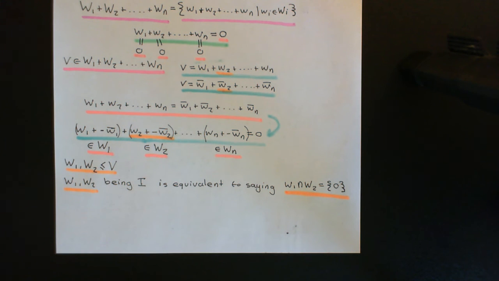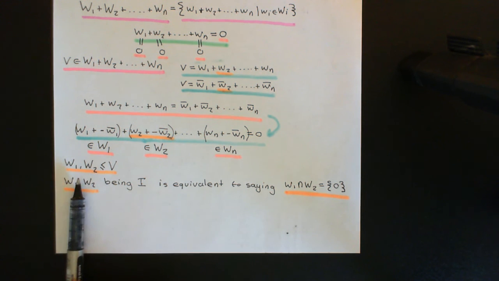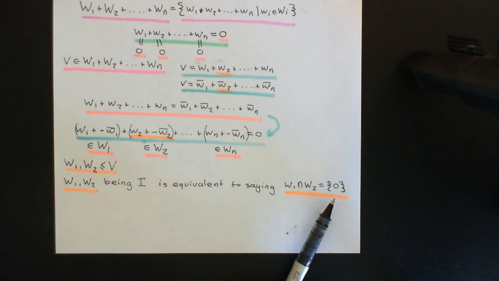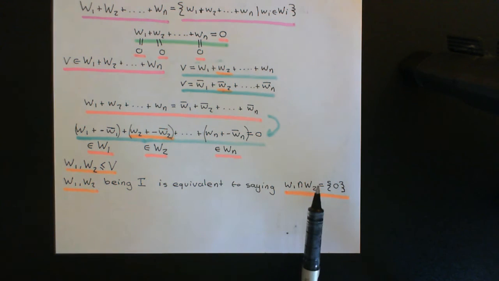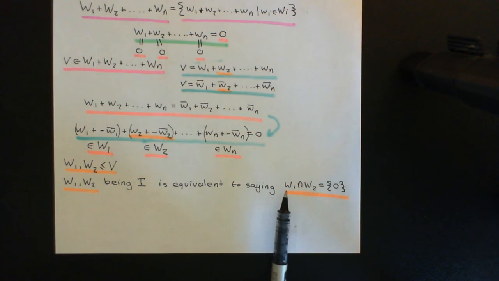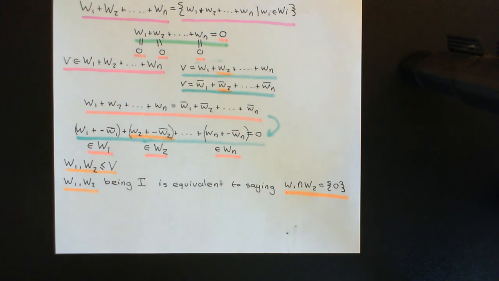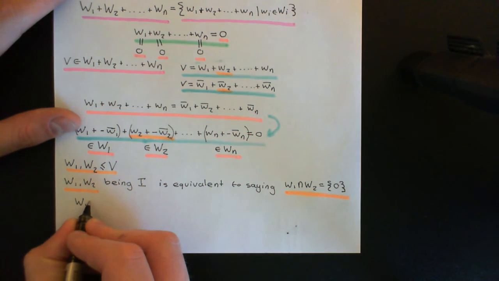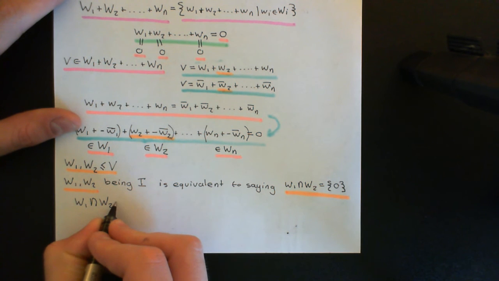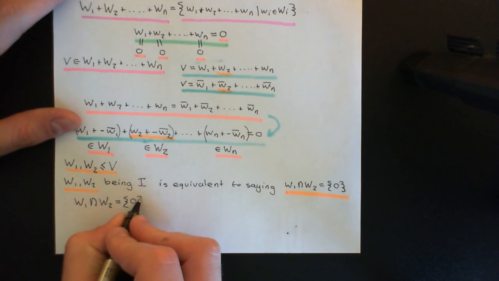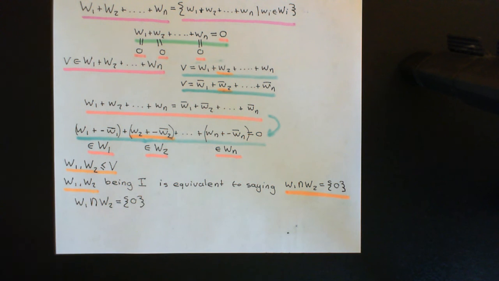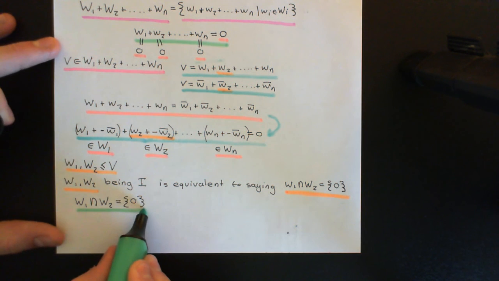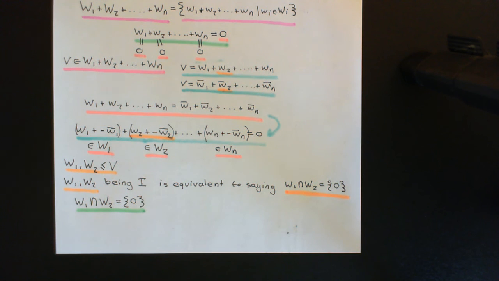Okay, so I now want to prove this, and we need to prove it in two directions. One direction is that if they're independent, then their intersection is equal to the zero vector. But I'll prove the other way around first: if their intersection is the zero vector, then they are independent. So let's start with that one. We'll have these two subspaces, W1 and W2, and we're going to start off with their intersection being the set that contains just the zero vector. So the only thing that both of them contain is the zero vector.